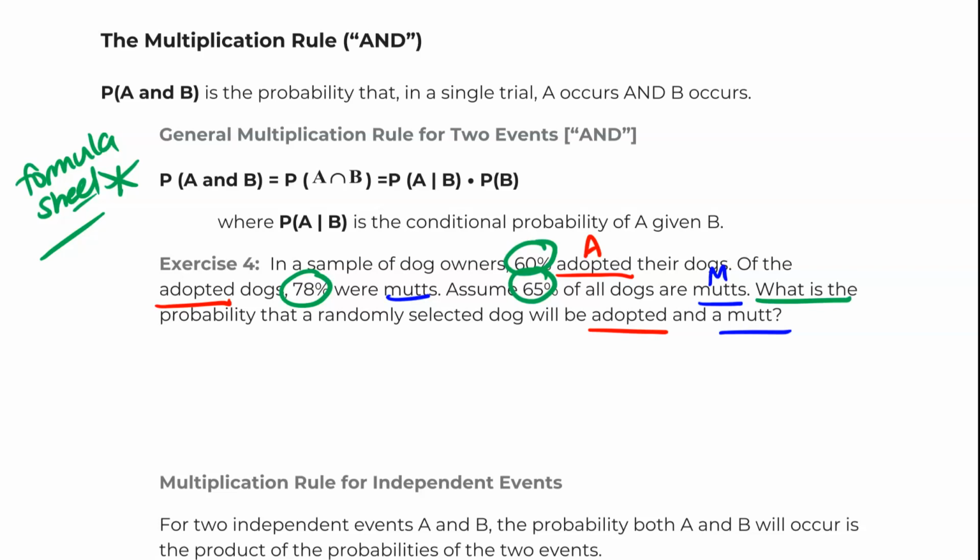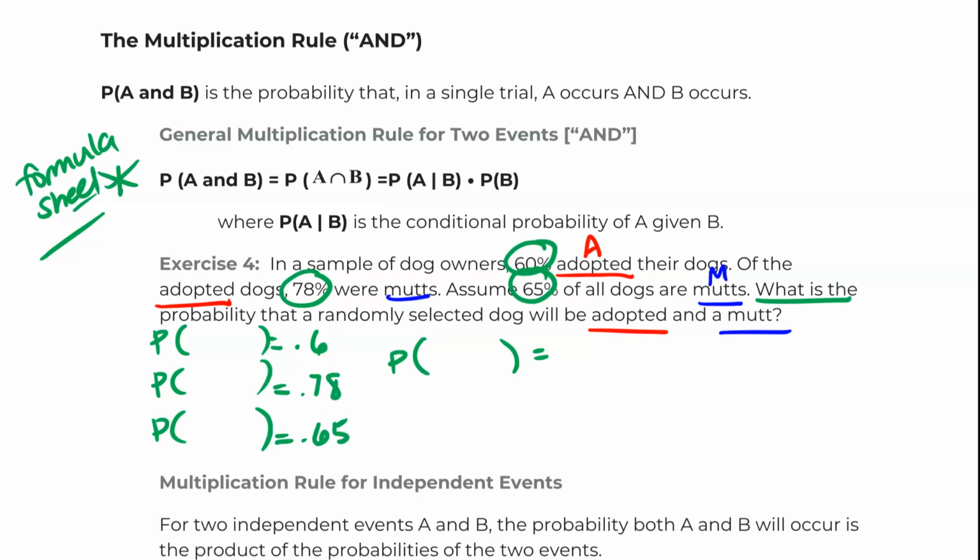So we can see there are 3 probabilities given to us and 1 probability that we're looking for. Okay, I'm going to go ahead and just put down the numbers 0.6, 0.78, and 0.65. I'm just translating those into decimals. You can leave them as percents. It really doesn't matter. It's just the way I've always done it.